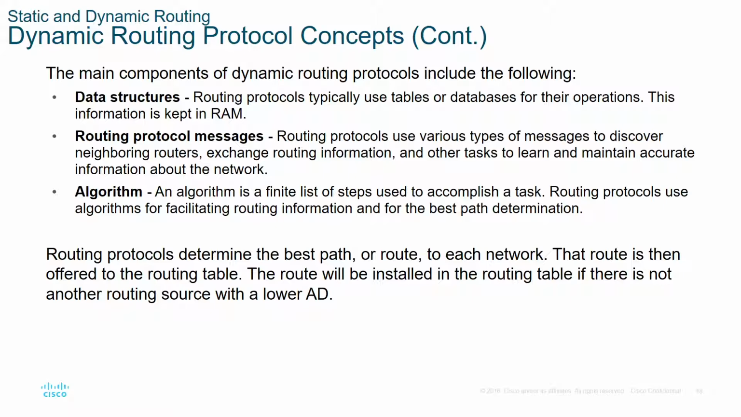Algorithm. An algorithm is a finite list of steps used to accomplish a task. Routing protocols use algorithms for facilitating routing information and for the best path determination. Routing protocols determine the best path or route to each network. That route is then offered to the routing table. The route will be installed in the routing table if there is not another routing source with a lower administrative distance.